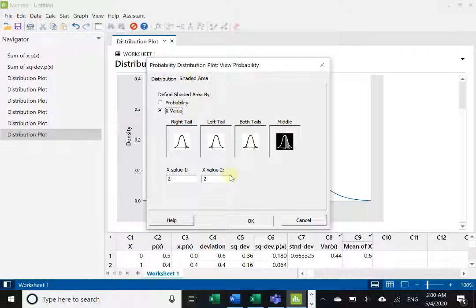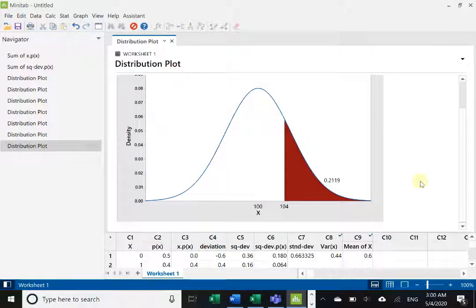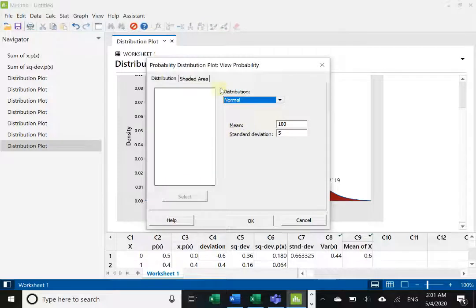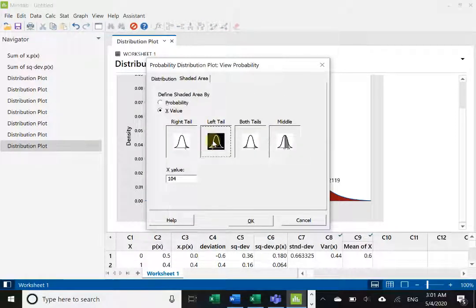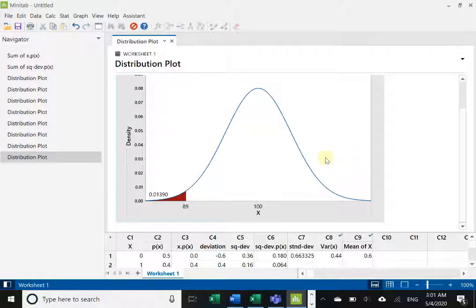What do we want to do? The first probability was greater than or equal to 104. Greater than or equal means right tail. The value was 104. Hit OK. And that's how I got that number. You'll see that in my notebook. Probability less than 89: you go graph, distribution, again view probabilities. This time shaded area is going to be to the left, less than. The score is 89, hit OK, and you get this number, 0.0139.